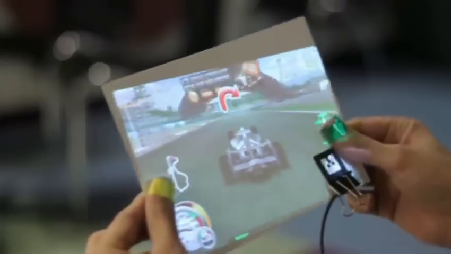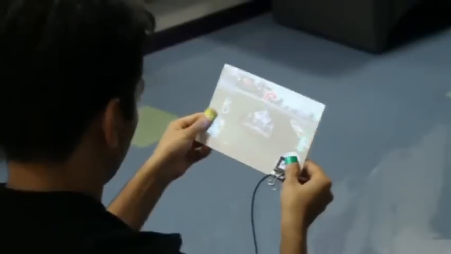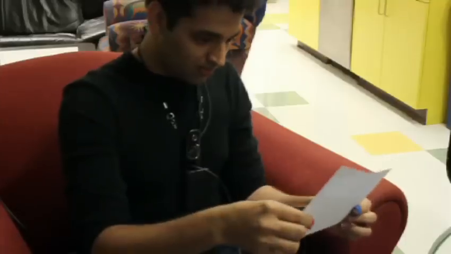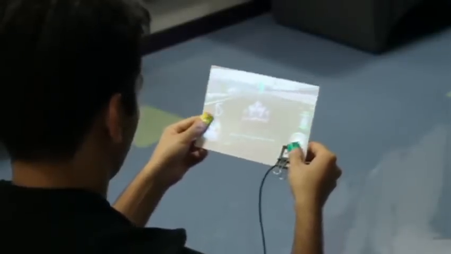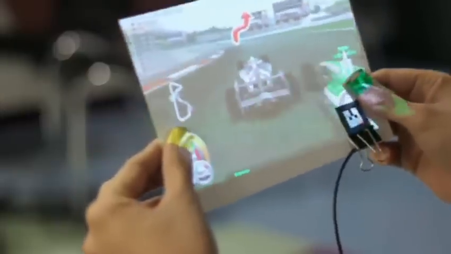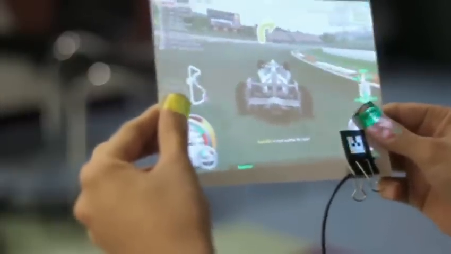And you can, of course, play games. Here, the camera is actually understanding how you're holding the paper and playing the car racing game. Many of you must already have thought, okay, you can browse. Yeah, of course you can browse to any website. So you can do all sorts of computing on a piece of paper wherever you need it.